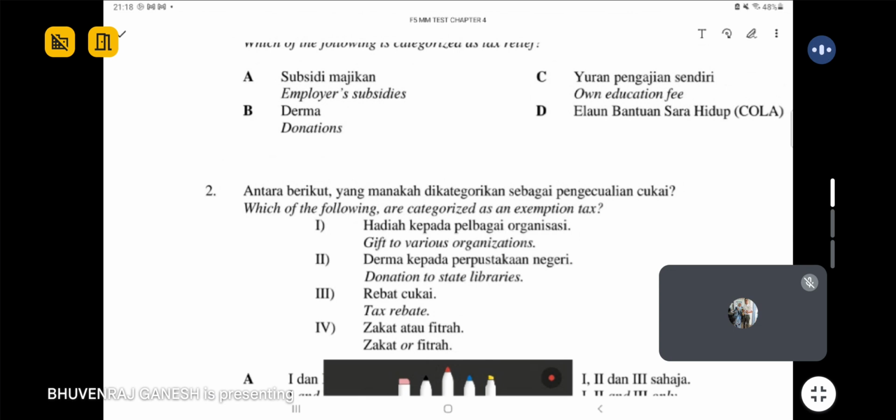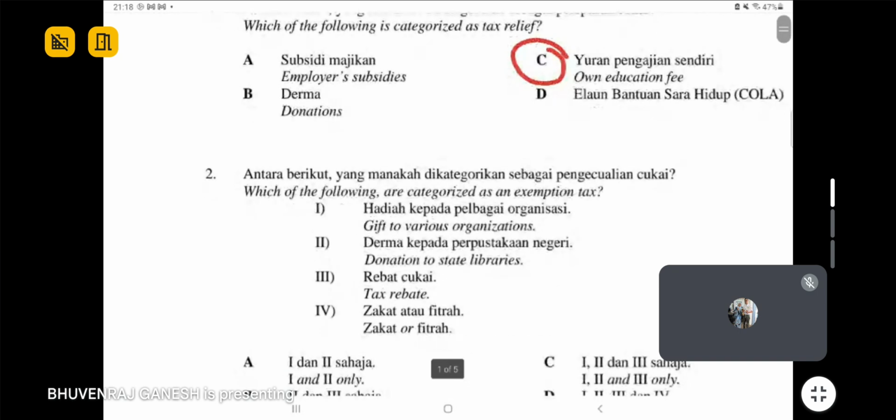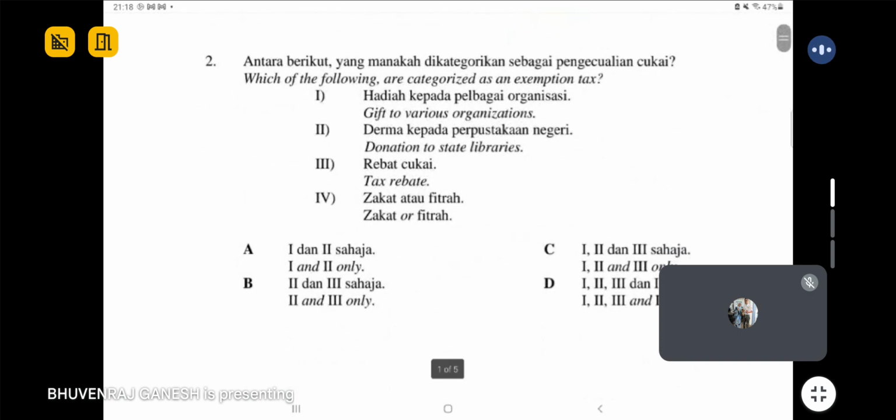Okay, so the jawapan is not B, actually. B is under tax exemption, pelepasan cukai. Okay, boleh faham tak? Yang ni theory, so kena hafal. Okay, must memorize one. So the answer is C. Okay, so next one, question 2.